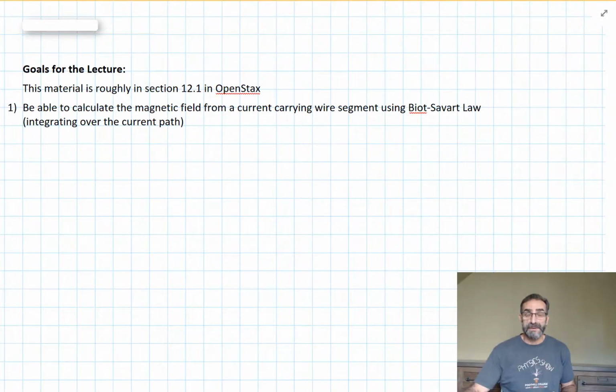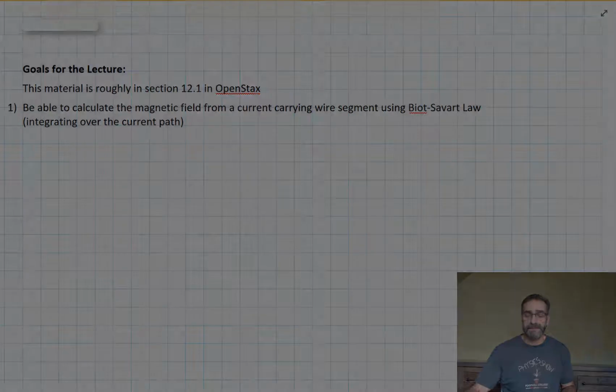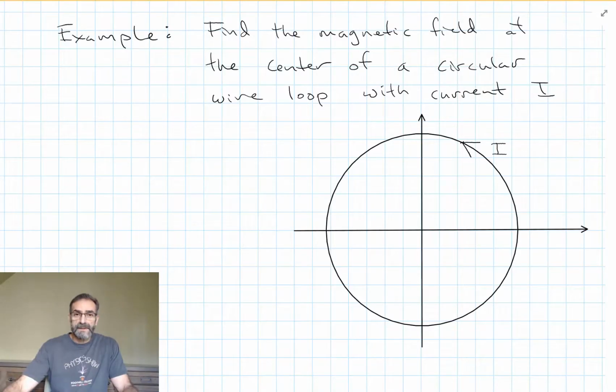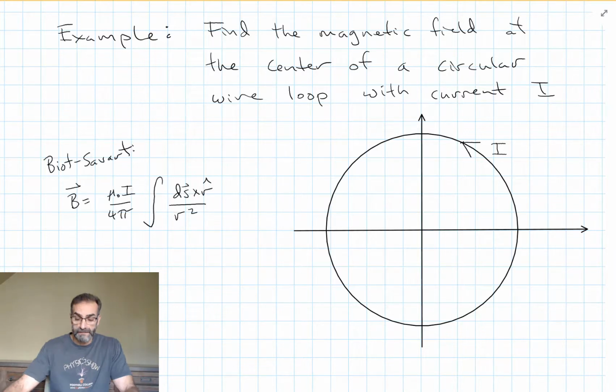In our last video, we looked at using Biot-Savart Law to find the magnetic field near a straight current-carrying wire. Now let's take a look at using it near a curved wire. Let's take a look at this problem. We're going to find the magnetic field at the center of a circular loop of wire carrying a current I.